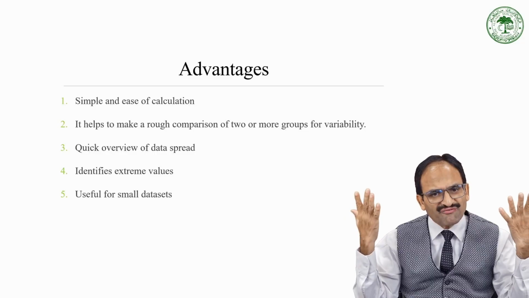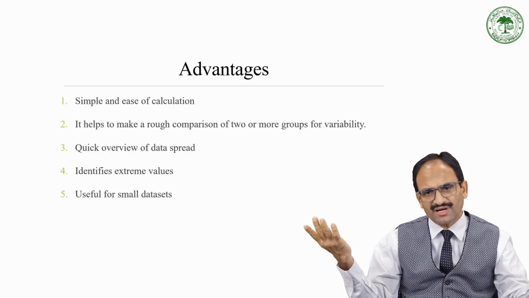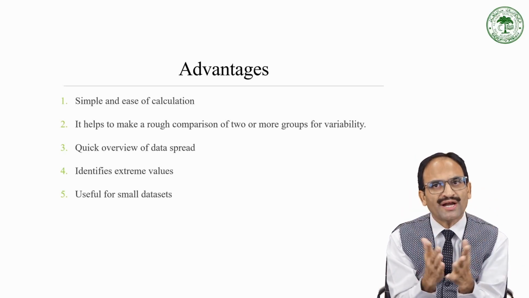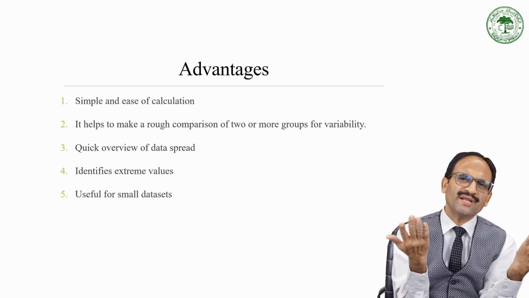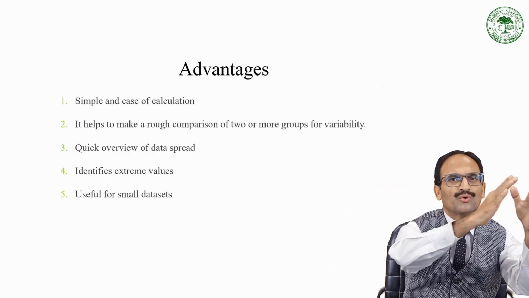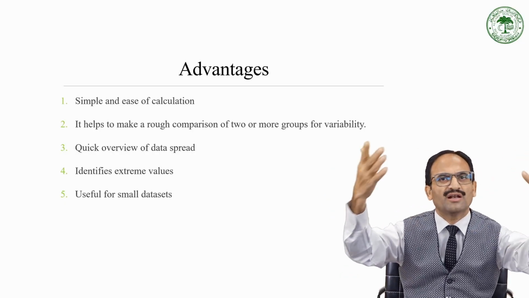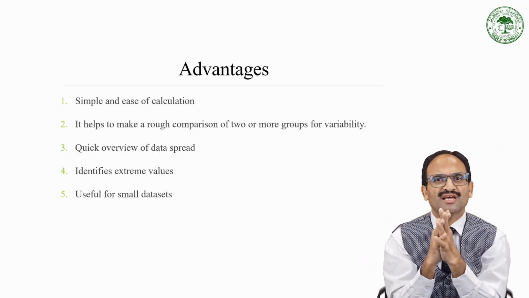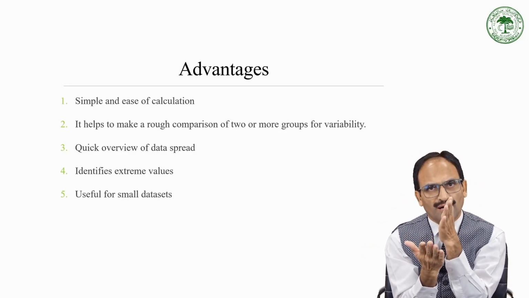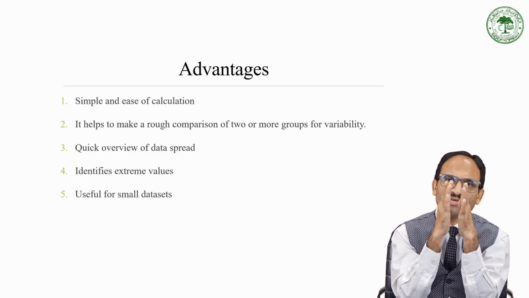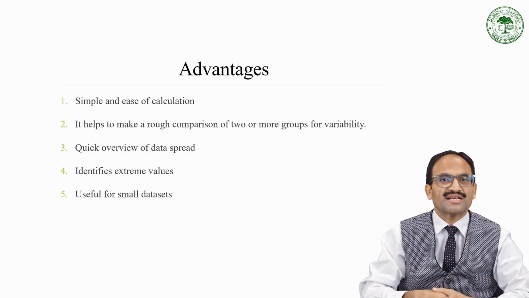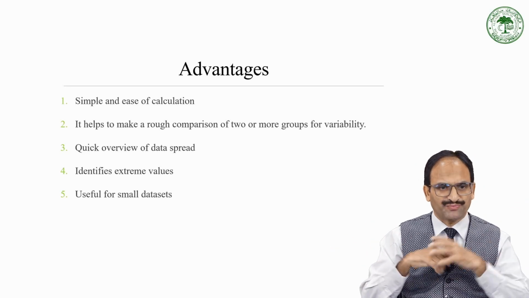It helps to make a rough comparison of two or more groups for variability. Suppose we have two groups and we want to know which group is more heterogeneous. Simply by calculating the range, we will see the two different data sets, locate the lowest and highest score in both the groups and finally calculate the range, and by seeing the range immediately we will be able to compare both the groups on this measure of variability, that is range. So, by simply seeing the range we can compare one group with the other group. This is the second advantage of this range.